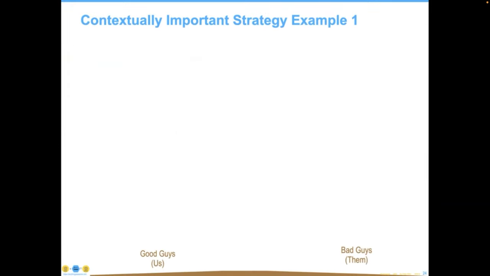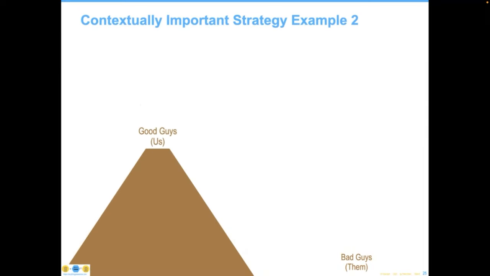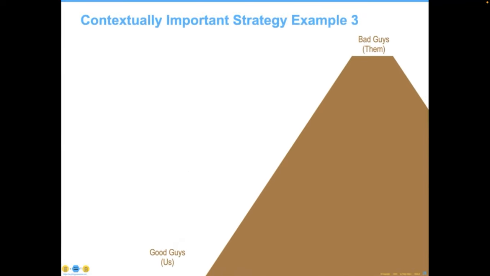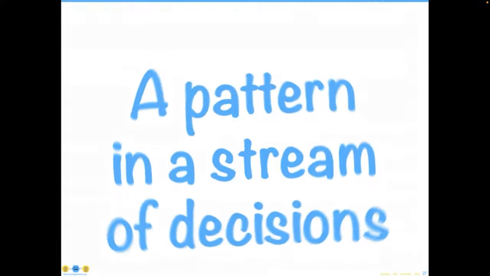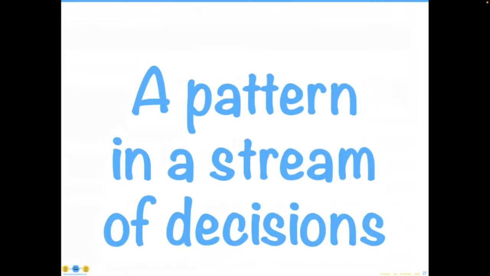Think about strategy again. If you've got a book that says, well, here we are the good guys and here's the bad guys and here's how we proceed, that's great, but you're going to need a different plan if the good guys, us, are up here and the bad guys are down here, or vice versa, if the bad guys are up here and we are down there. Each of these is going to require a different kind of planning. Remember, again, a pattern in a stream of decisions, and more importantly for what we're talking about in the business world, because we're not actually out there trying to conquer France or anything like that.